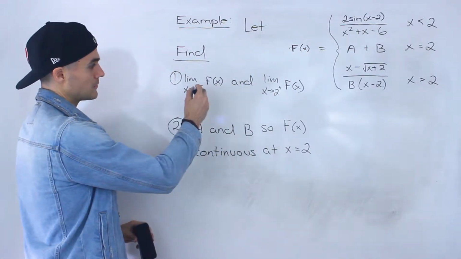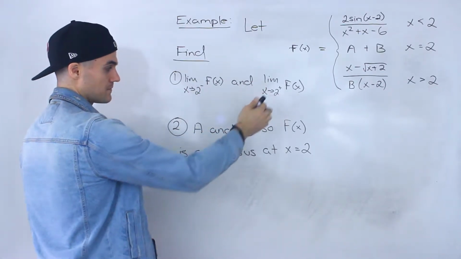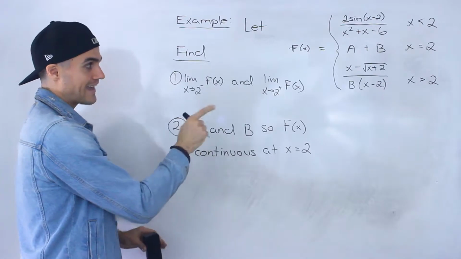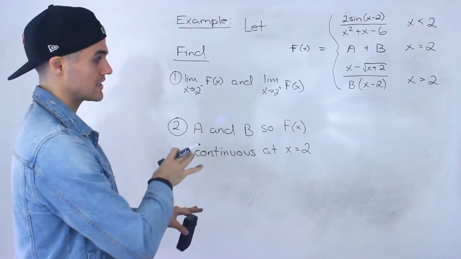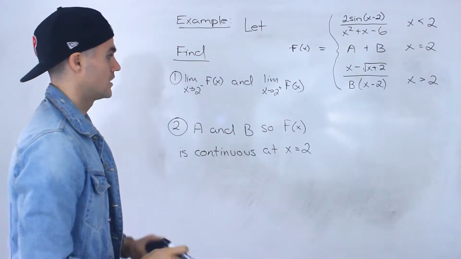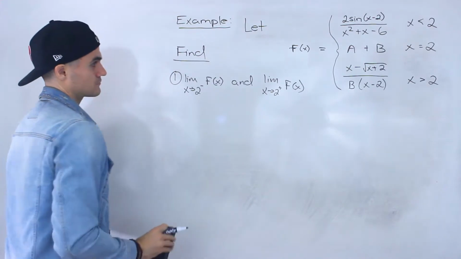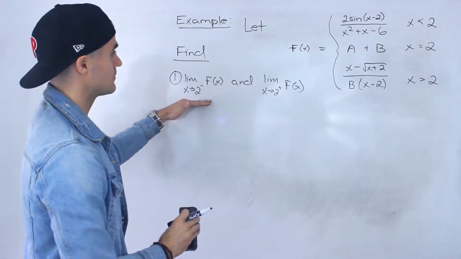So we have to find the limit as x approaches 2 from the negative side of the function and from the positive side. And then for number 2, we have to find a and b so this function is continuous at that x value of 2. So I'm actually going to erase this for now, give myself some room here. And so let's work with these two limits separately.